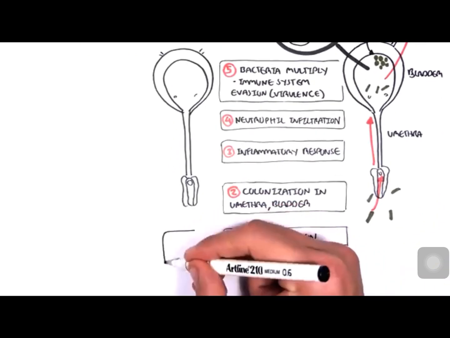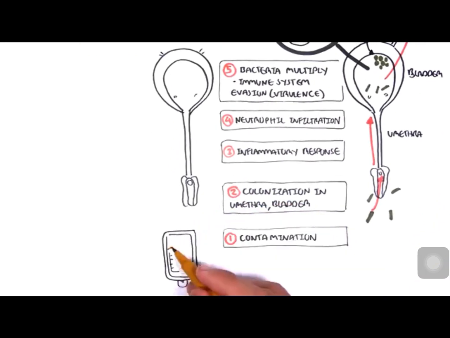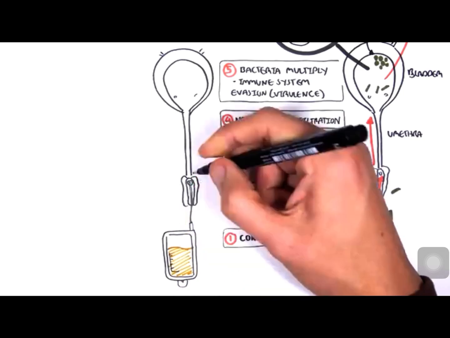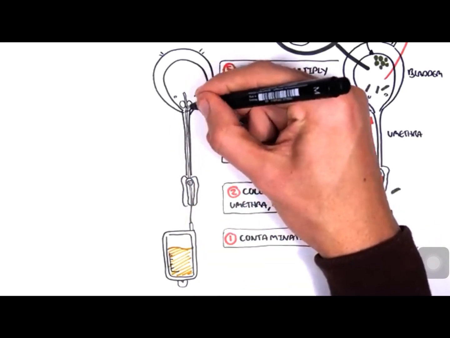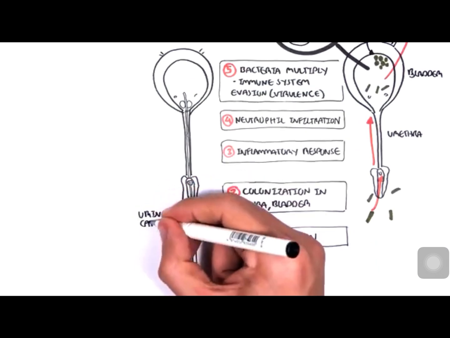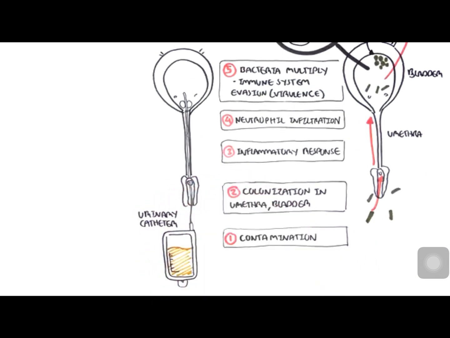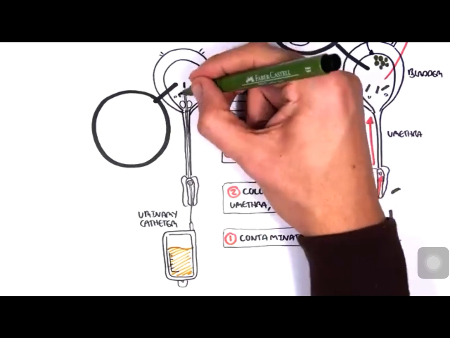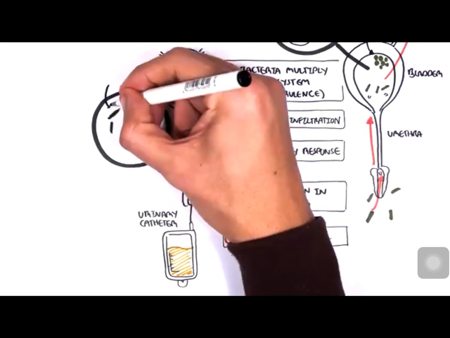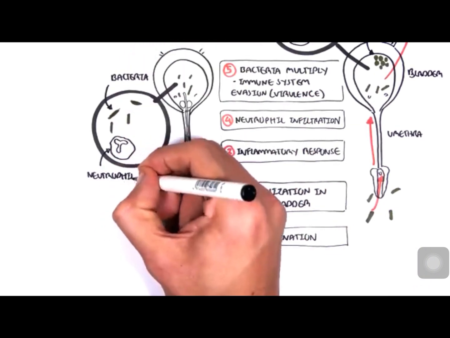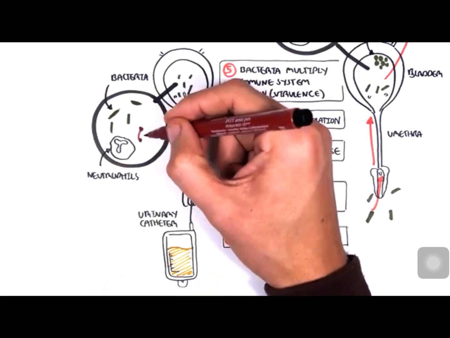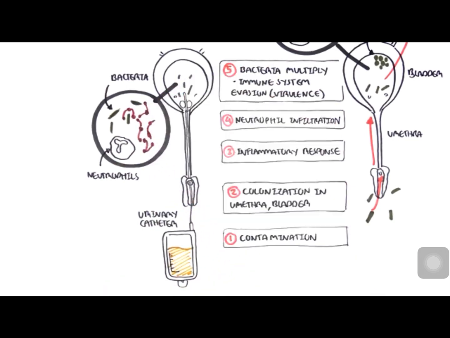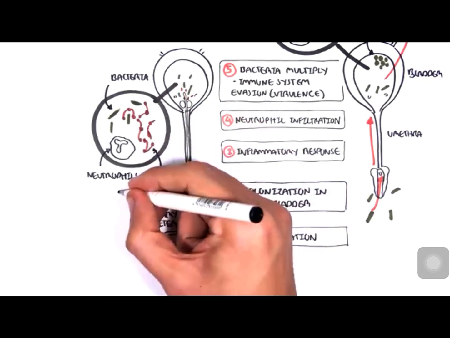A big risk factor for developing urinary tract infections, especially in females, is urinary catheterization. Same thing happens. The catheter can introduce infections straight into the bladder if not done hygienically. The bacteria colonize the bladder, initiating an immune response. Neutrophils enter, further promoting inflammation.